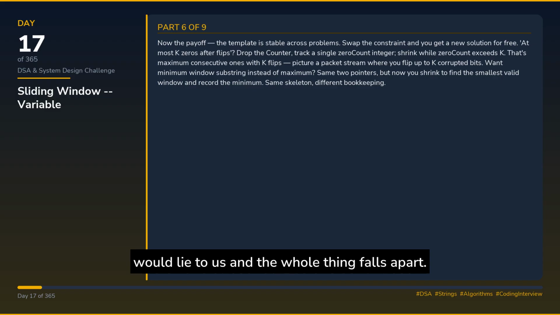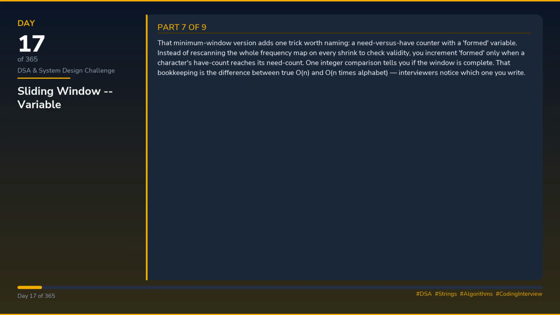Same skeleton, different bookkeeping. That minimum window version adds one trick worth naming: a need versus have counter with a formed variable. Instead of rescanning the whole frequency map on every shrink to check validity, you increment formed only when a character's have count reaches its need count. One integer comparison tells you if the window is complete. That bookkeeping is the difference between true O(N) and O(N times alphabet). Interviewers notice which one you write.